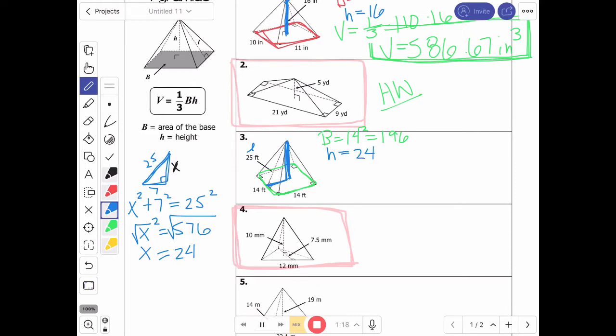Okay, now I have everything to plug into my formula. Volume is 1/3 times the base area times the height of the pyramid, to get a total volume of 1,568 feet cubed.